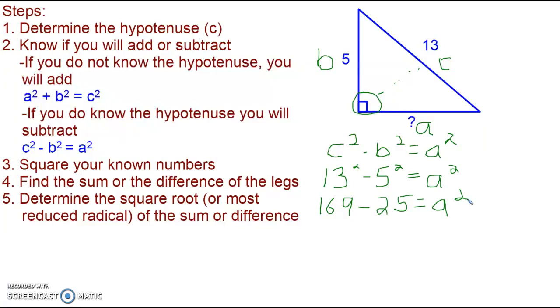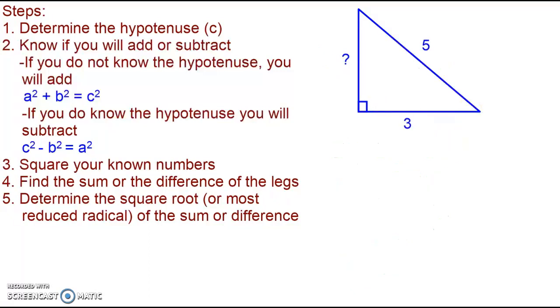So we have 169 minus 25, which is 144. 144 is equal to A squared. Now remember that we're looking for A, not A squared, so we need to do the opposite of square, which is the square root. That's going to cancel out that square there, and the square root of 144 is 12. So we know that that missing side length A is 12.